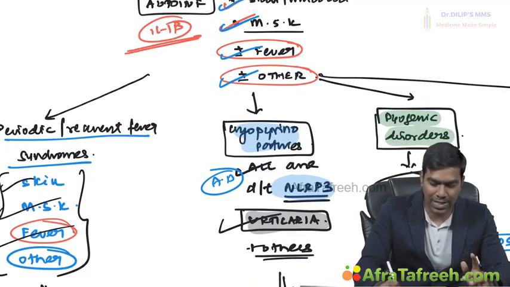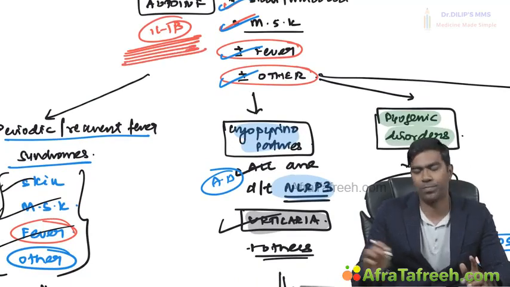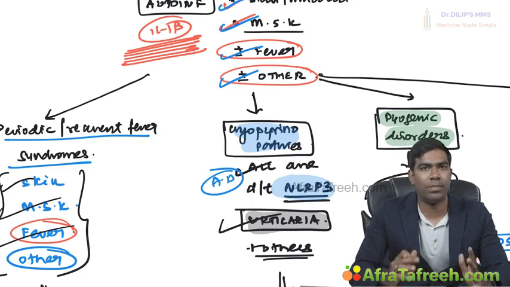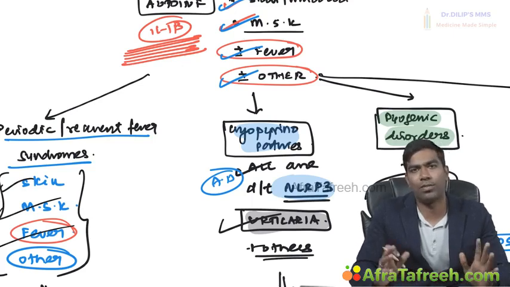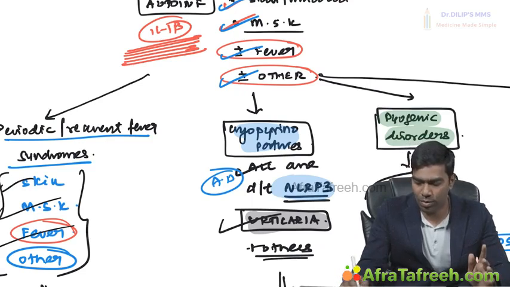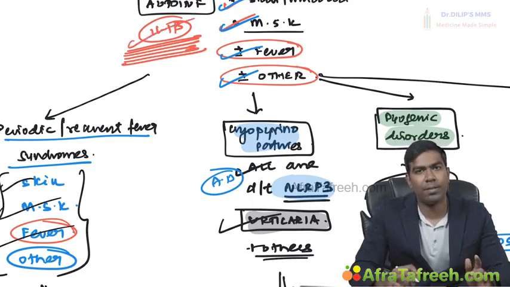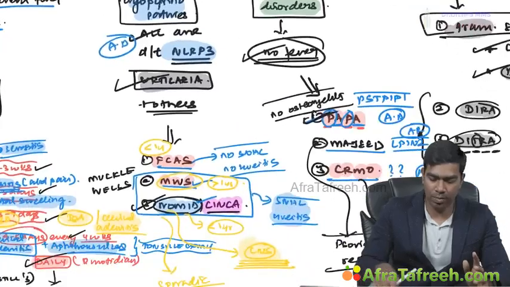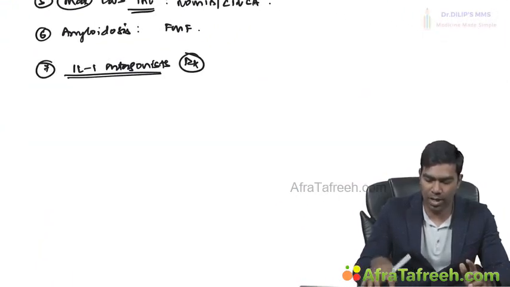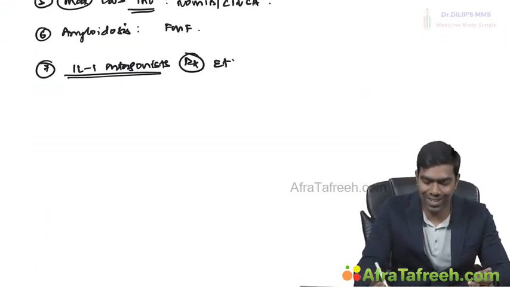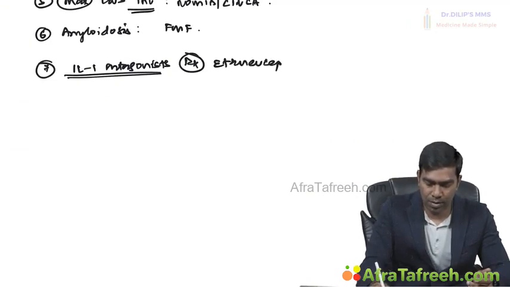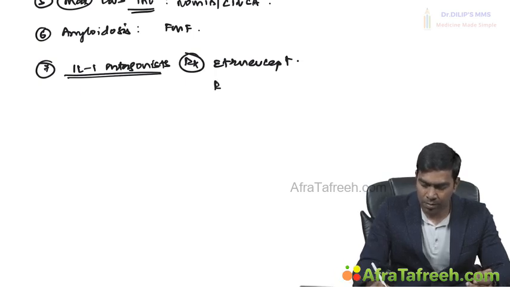This is the cytokine that is acting as a core cytokine in the pathophysiology of autoinflammatory syndrome. So any single disease will have a response to IL-1 beta antagonist or IL-1 antagonist. What are the IL-1 antagonists? You have something called etanercept, you have rilonacept, and you have anakinra.